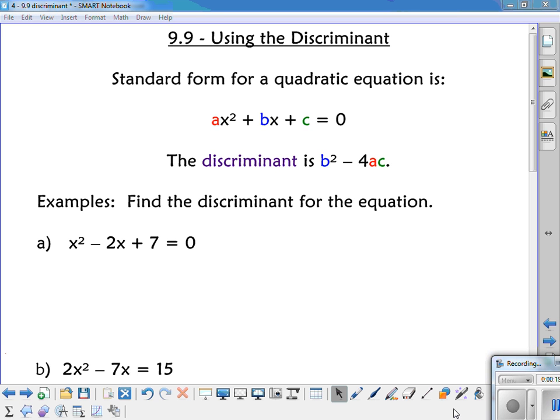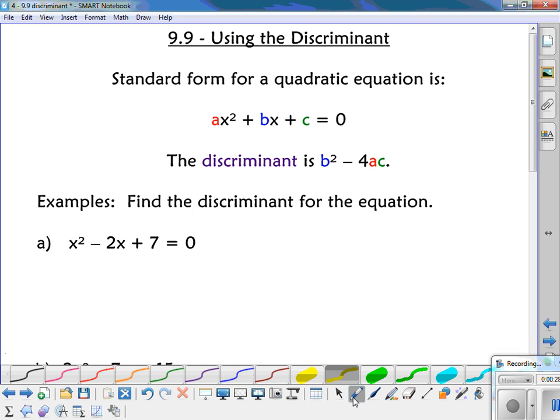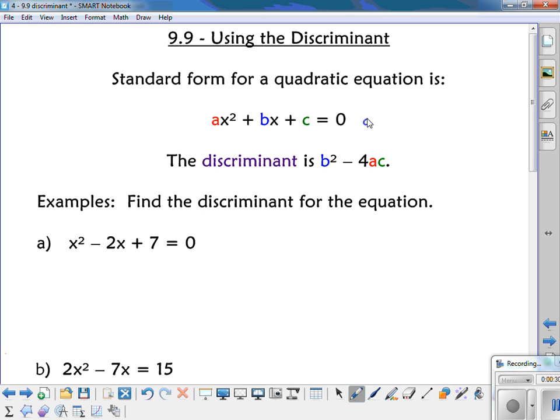So the standard form for a quadratic equation is ax squared plus bx plus c equals 0, or if they have it as an equation that you're graphing, instead of the 0 they have a y, so y equals ax squared plus bx plus c. So that's the standard form, and the discriminant is b squared minus 4ac, and that is something you have to memorize. We're going to be using it a lot, so memorize that, b squared minus 4ac.